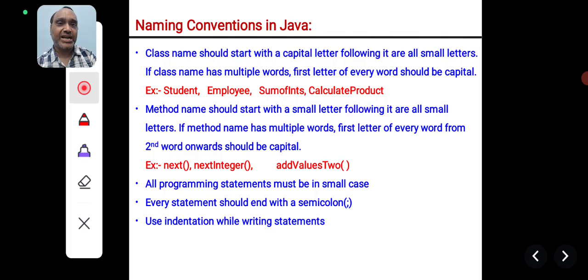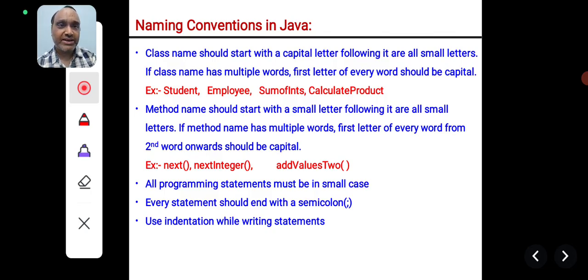Method name should start with a small letter. And if the method name contains multiple words, the first letter of the first word must be small. And from the second word onwards, the first letter in every word must be a capital.